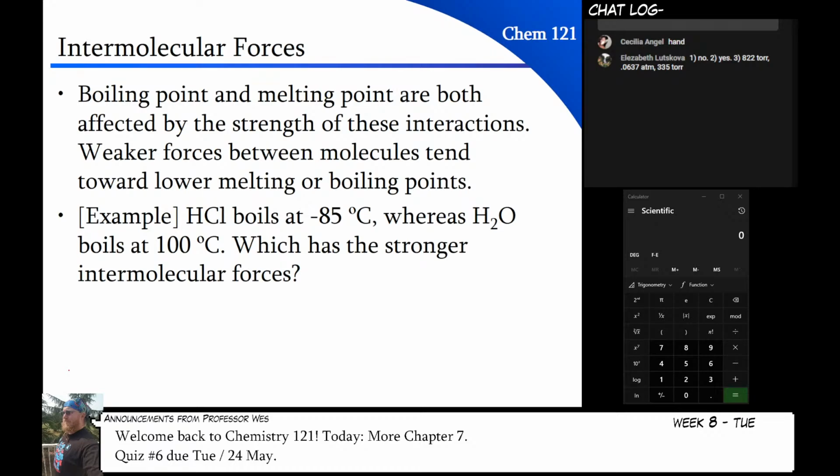So here's our example here. We've got hydrochloric acid, HCl. HCl boils at negative 85 degrees Celsius, but water boils at 100 degrees Celsius. Which molecule has the stronger intermolecular forces? You type your answer in the chat, and we'll go over it in about a minute or two.